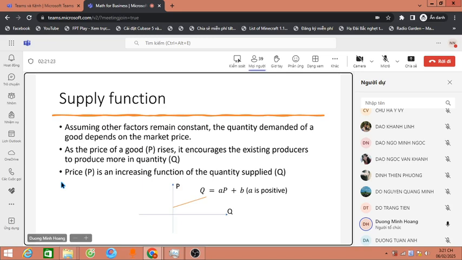Okay. So with suppliers, if the price rises, produce more, and if price drops, produce less. So there's a positive relationship between P and Q. That means this is an increasing function, represented by an upward sloping line. So the function here is Q equals AP plus B. A has to be positive to show that there's a positive relationship between Q and P in this case.